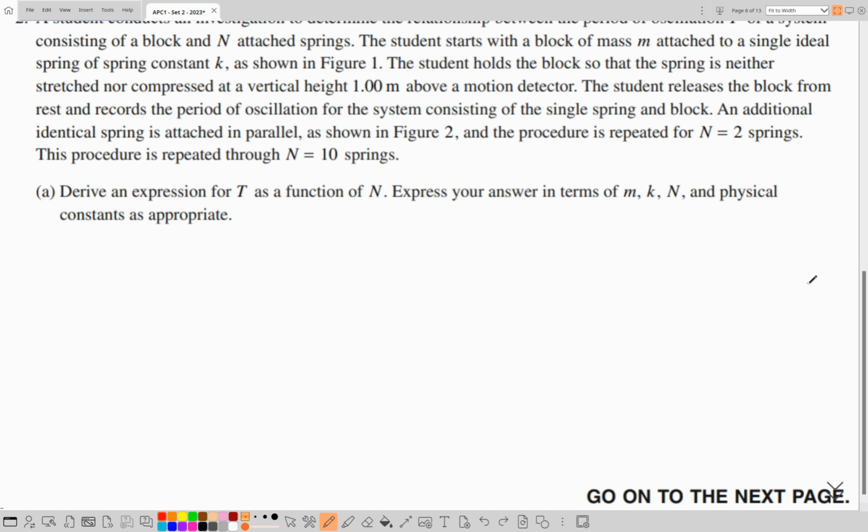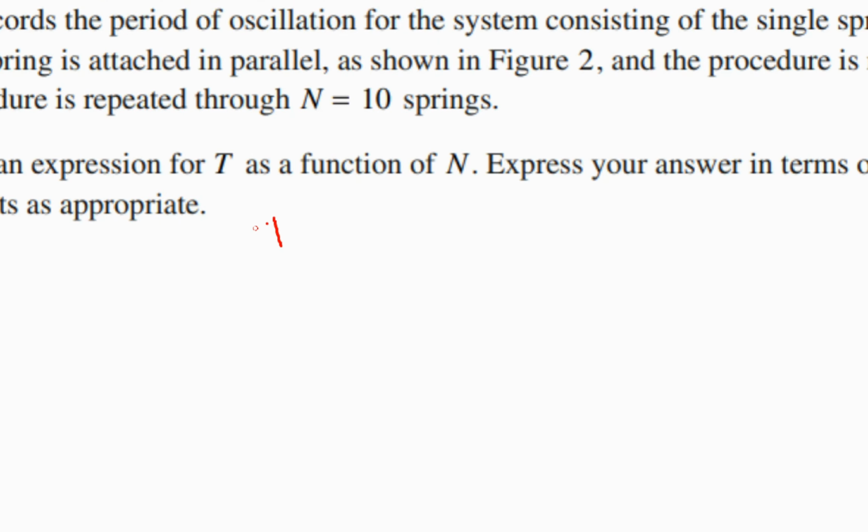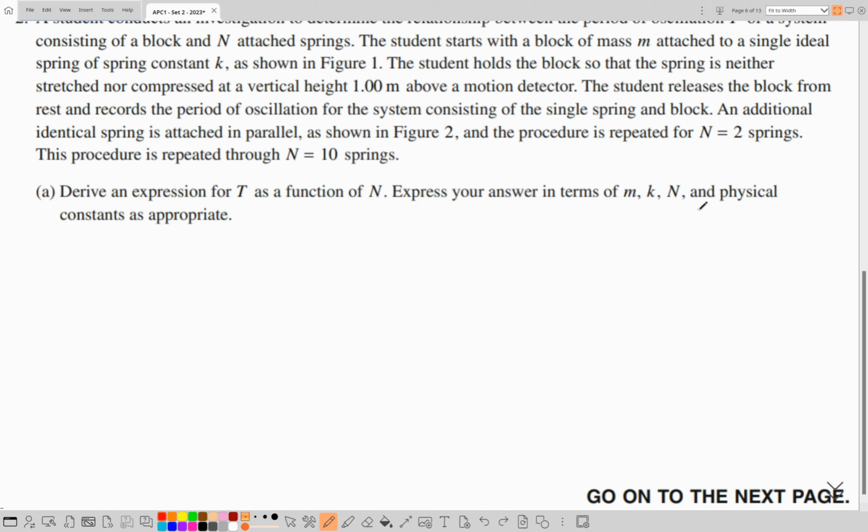Now in part A, we need to derive an expression for T as a function of n. Express your answer in terms of m, k, n, and physical constants as appropriate. Now remember that the period of oscillation for a horizontal or a vertical oscillator is given by 2 pi the square root of m over k. And this can be used directly. But first, because we're talking about the expression of T as a function of n, which represents the number of attached springs, we need to determine the effective stiffness.